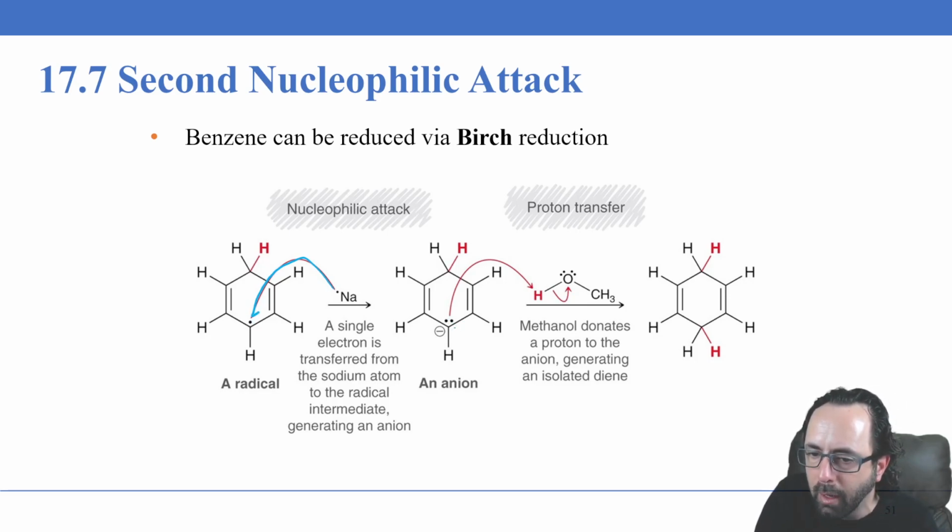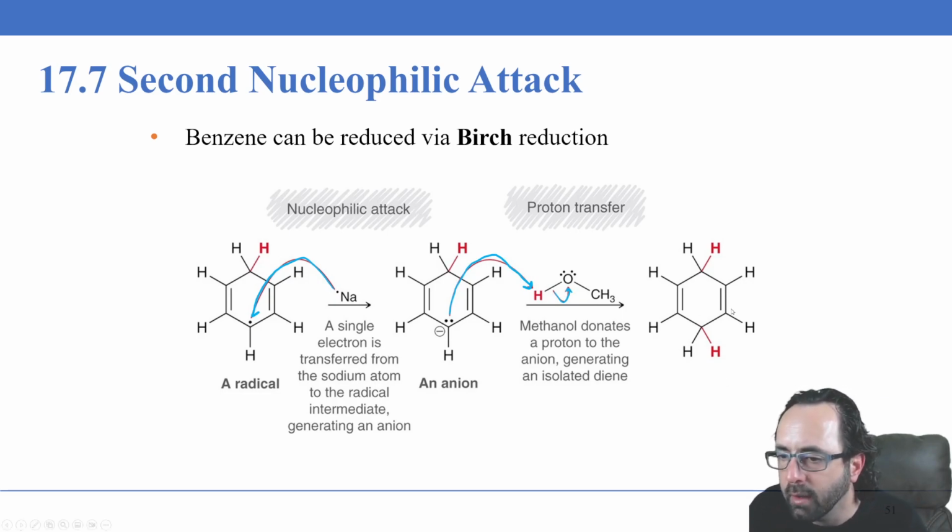So we have a lone pair on a carbon with 3 bonds. That's a carbanion. And again, we're going to have the methanol provide the proton to protonate that. And now our reduction has been completed. And we have the pi bonds now on opposite sides of the ring.